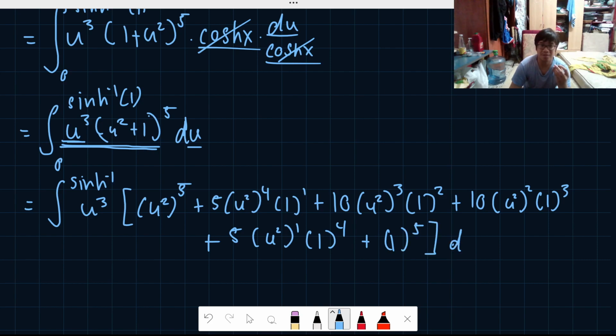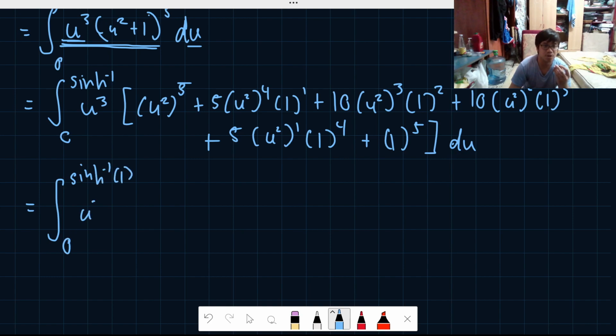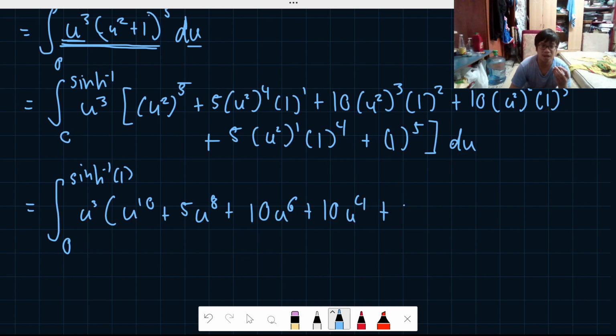Wow, that's actually long. But yeah, this is 0. So this would become, let me just copy first the limits. This would be u cubed raised to, u cubed times quantity u raised to 10 plus 5u raised to 8 plus 10u raised to 6 plus 10u raised to 4 plus 5u squared plus 1. That's it. All right, 4 times 2, 3 times 2, 2 times 2.